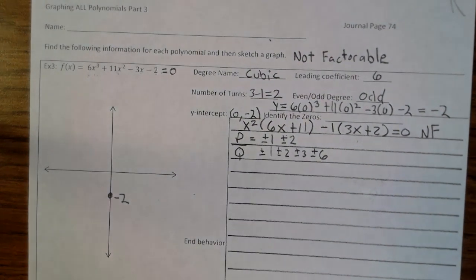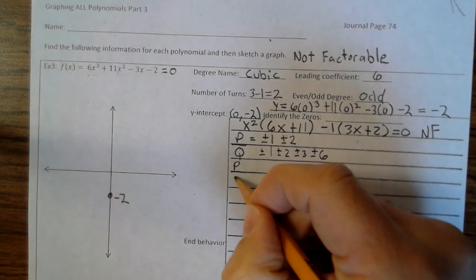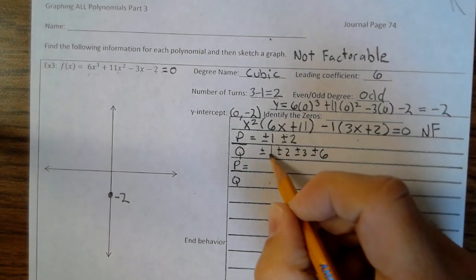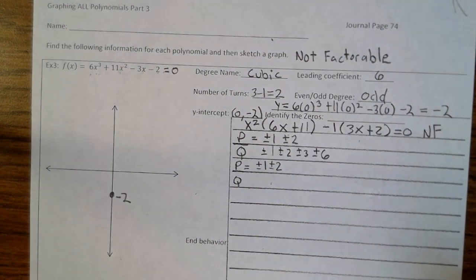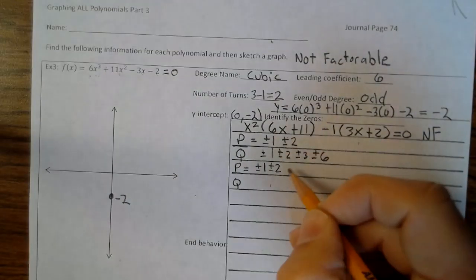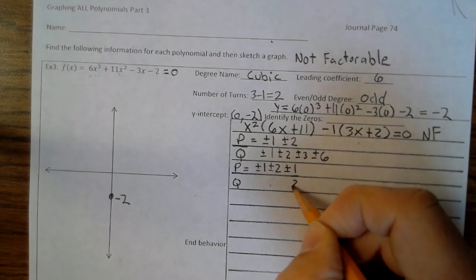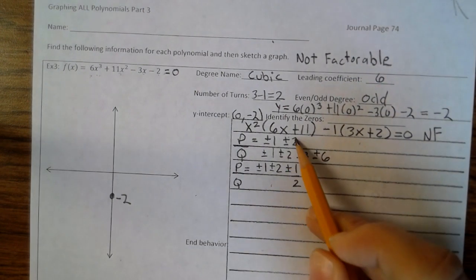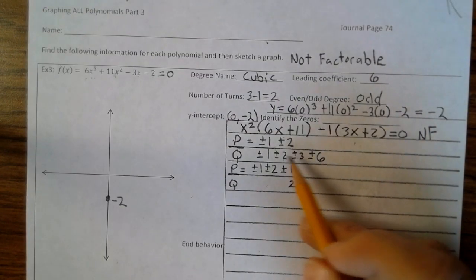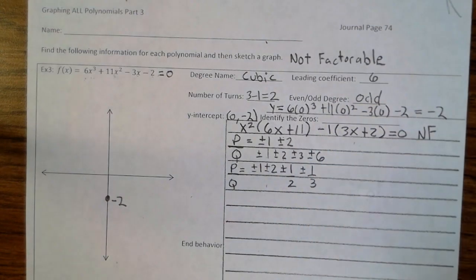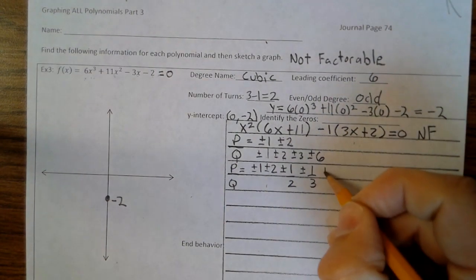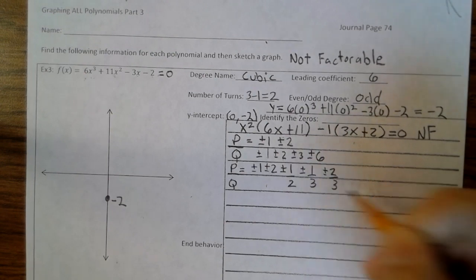Now we need to do p divided by q. When you divide both by 1, that's plus or minus 1, plus or minus 2. Now we divide everything by 2. So 1 divided by 2 is plus or minus 1/2, and 2 divided by 2 is 1, which you already have. Then 1 divided by 3 is plus or minus 1/3, and 2 divided by 3 is plus or minus 2/3. Okay?